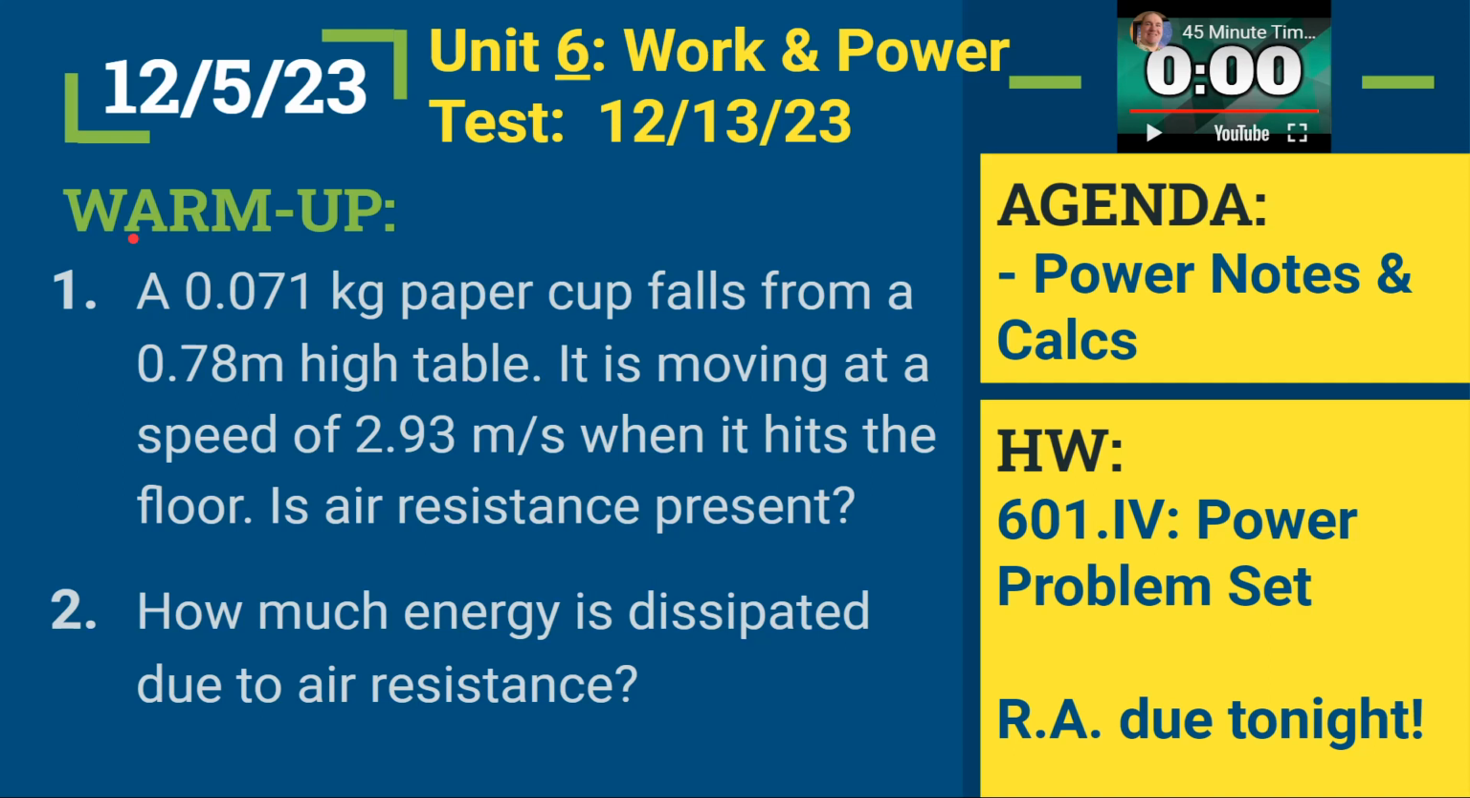Today's warm-up question is very similar to the one that you saw yesterday. In fact, if you read it, you should recognize some of the numbers. It says a 0.071 kilogram paper cup falls from a 0.78 meter high table. That's exactly how it started yesterday. It is moving at a speed of 2.93 meters per second when it hits the floor. That's new information from yesterday.